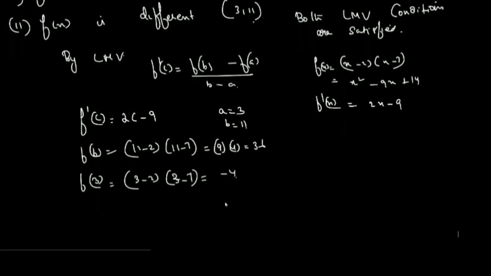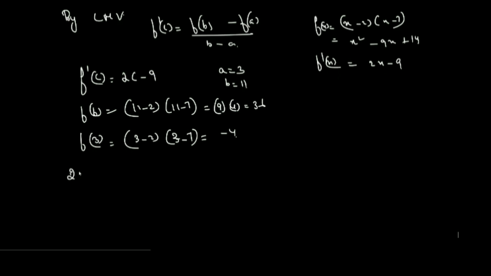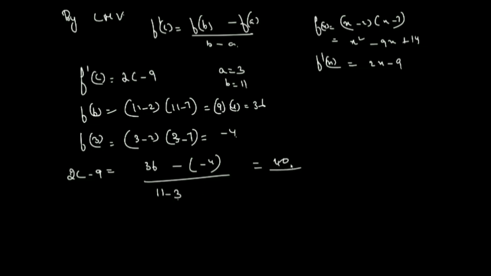Substitute here: f dash of c means 2c minus 9, equal to f of b, 36, minus of minus 4, by b minus a, 11 minus 3. That is 40 by 8, which is 5. So 2c is 5 plus 9, that is 14. So c is 7. So 7 belongs to the interval 3, 11. That's what they ask you to prove: you can find a point that belongs to the given interval.